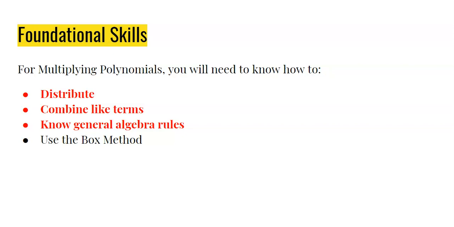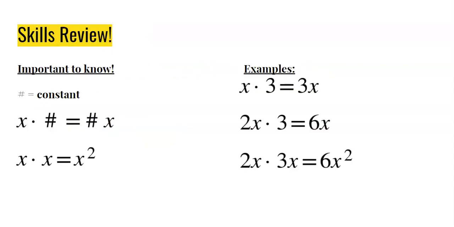So you'll need to know how to distribute, how to combine like terms. Both are skills that we practiced in the previous lesson for adding and subtracting polynomials. You'll also need to know some general algebra rules, which we'll go into in this part 1 video. And you'll need to know how to use the box method, which we'll go into part 2 of the video. So now in the red is the things we're going to practice and prior knowledge you need to have.